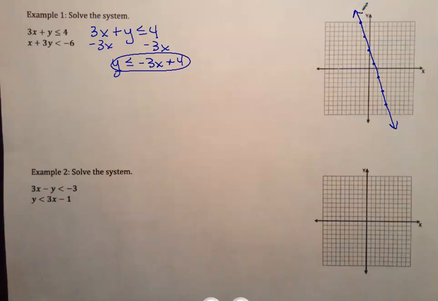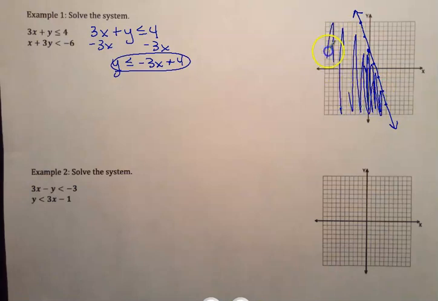It is less than, so I'm going to shade where y is less than. Pick a point. It's less than in this direction, so I'm going to shade everything down here, or to the left, kind of.